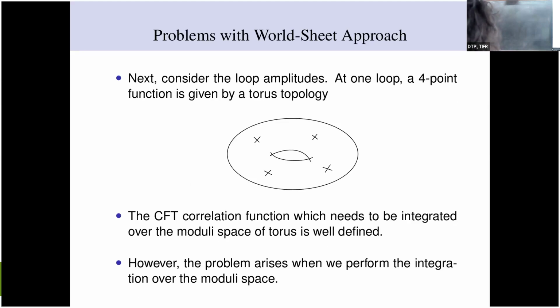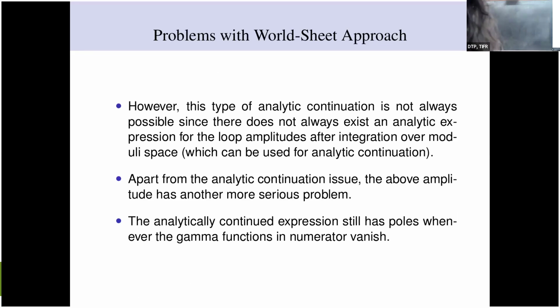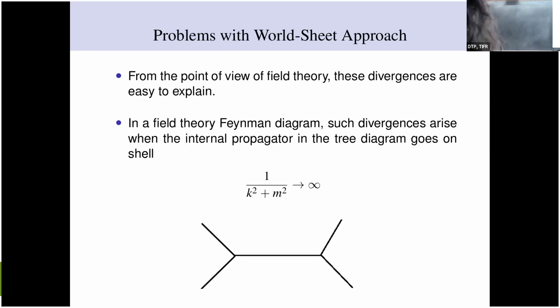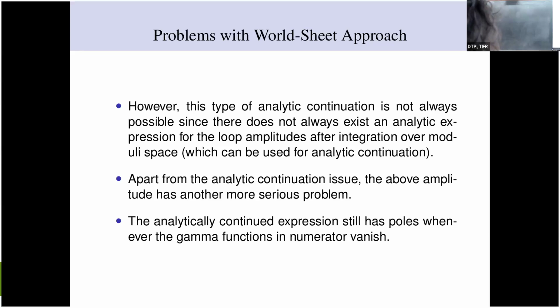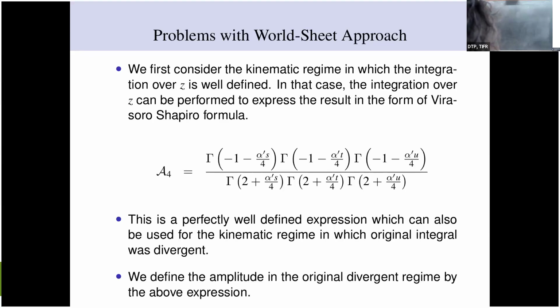So what was the last issue? Sorry, which issue? This last one has poles when... Oh, this one. Whenever you have zeros of this gamma function in the numerator, then of course this diverges. I mean, when the argument of this gamma function vanishes, you have poles.